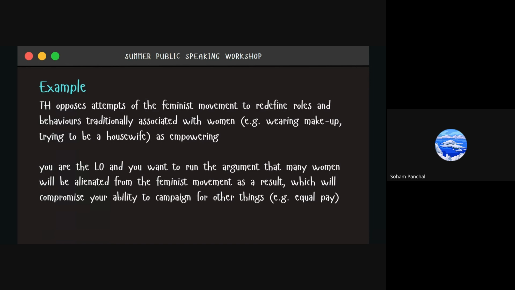If you have short hair, it is empowering, and the feminist movement is supporting short hair. So the house is basically opposing the showing of, or redefining of, these roles as empowering. It is opposing the redefining of these roles. The feminist movement is showing that, if everyone is comfortable with Hindi, could I switch to that?